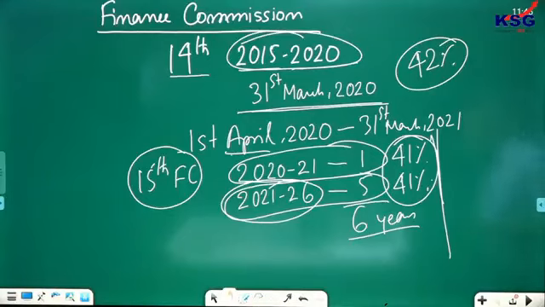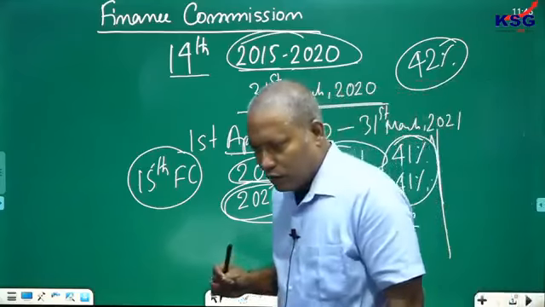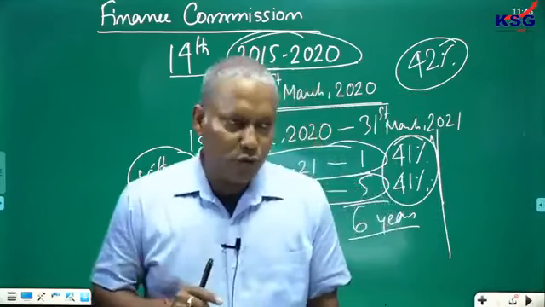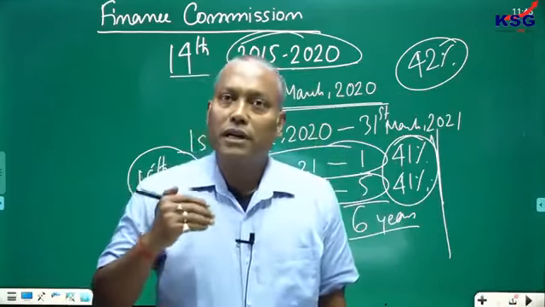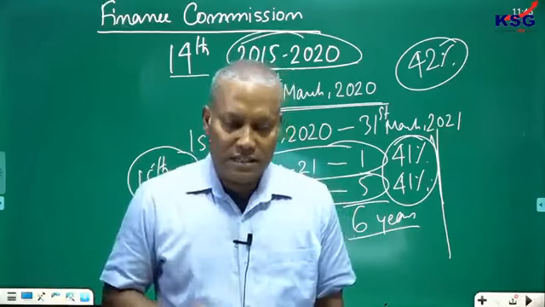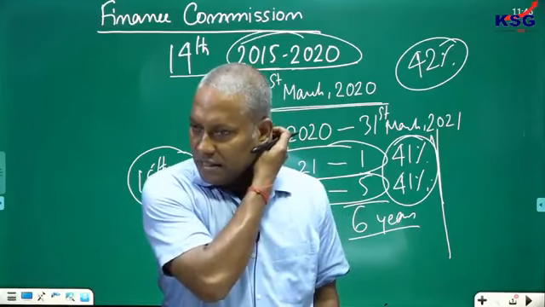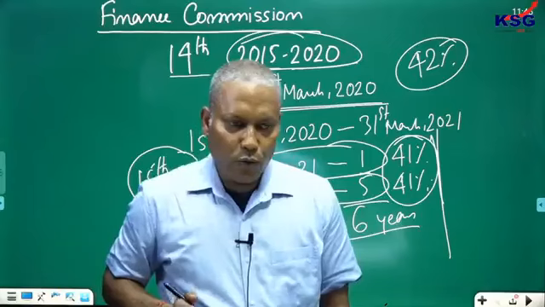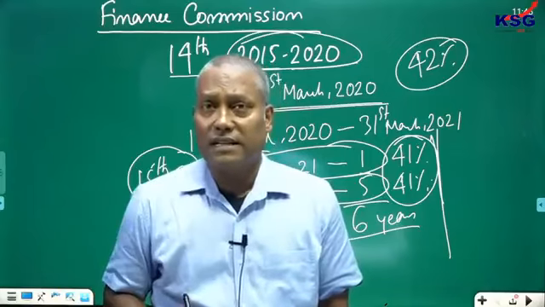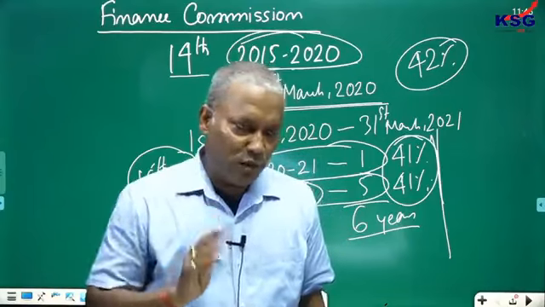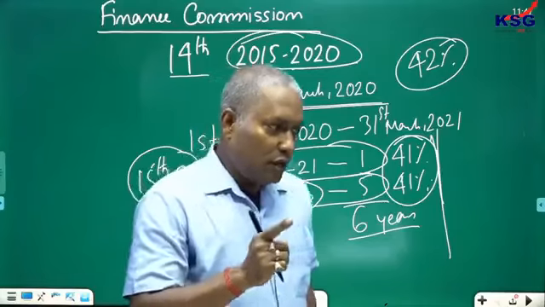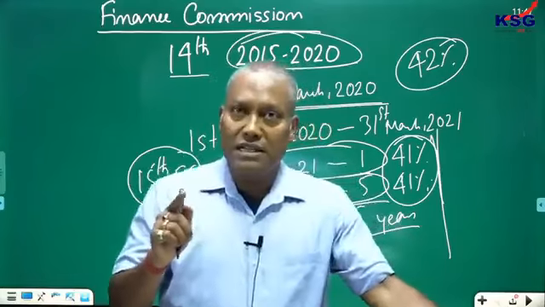1% is given to newly formed UTs. 1% extra, you can write like this: 1% given to newly formed UTs.